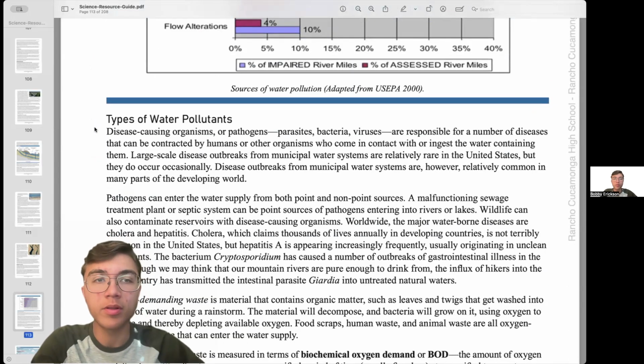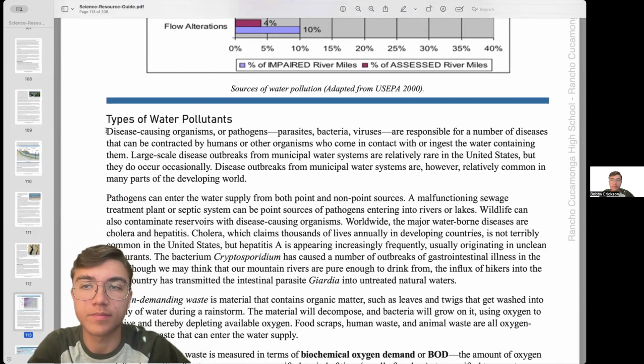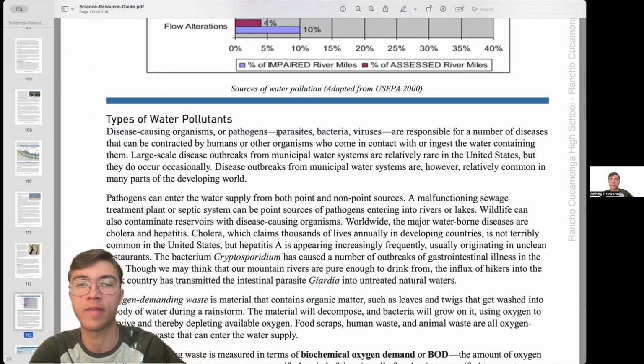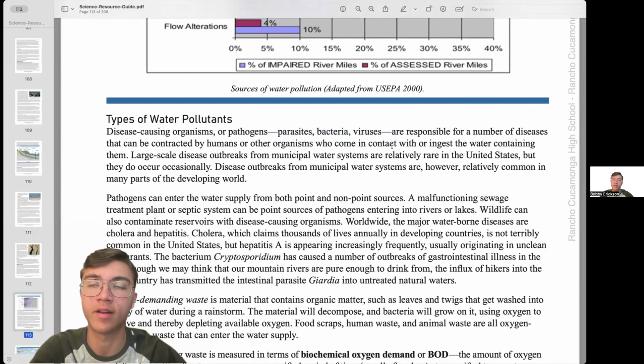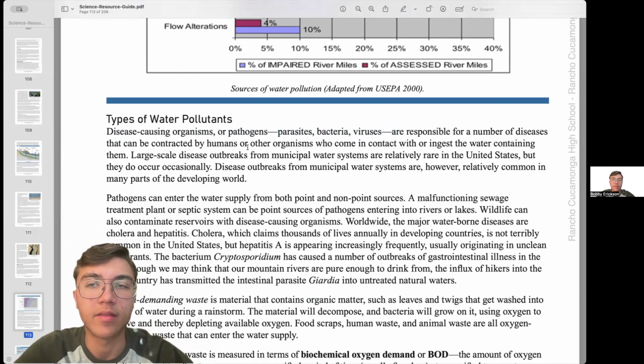Then we have types of water pollutants, and we're going to start by talking about disease-causing organisms such as pathogens, so parasites, bacteria, and viruses. These comprise pathogens. So in this sort of question, they might ask which of the following are all pathogens, and then they'll list different things. So parasites, bacteria, and viruses. If people contact the water or ingest the water, then they can get those diseases. And these are relatively rare in the US, but do occur occasionally.